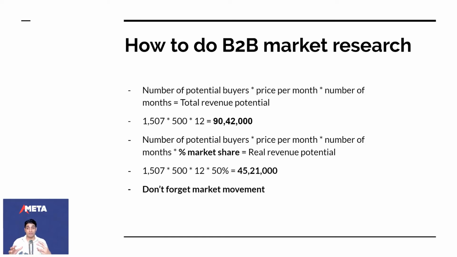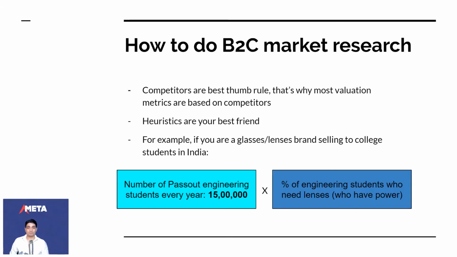Whereas if you're selling to small and medium enterprises, say in a new space like blockchain, then you know that market has fast movement. So if you know that today there are only 1,000 people who are potential buyers, tomorrow that could be 5,000 as more and more blockchain companies come up. So how to do B2C market research?